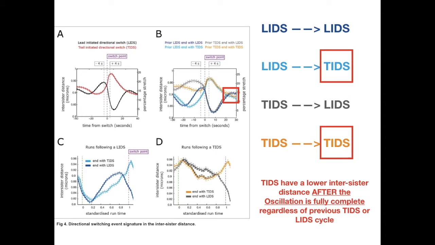4c and 4d are standardized times that sort of zoom in on the first half of 4b. They show the consistent spike in distance between sisters in TIDs right after switching direction versus a consistently shortened distance between sisters in LIDs right after switching. They stated that besides the changes in tension between the sisters, the dynamics are practically the same.